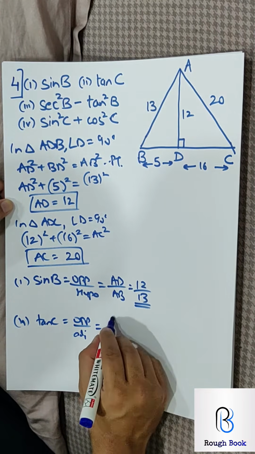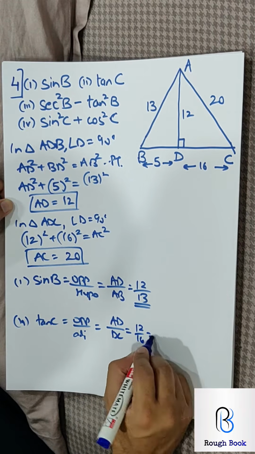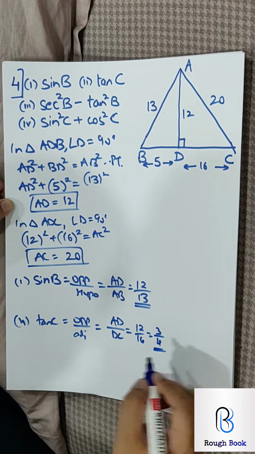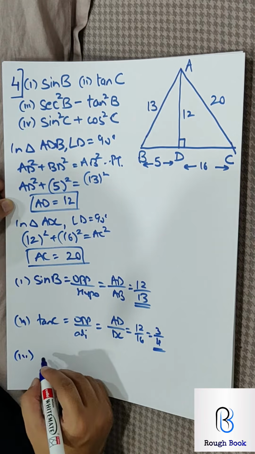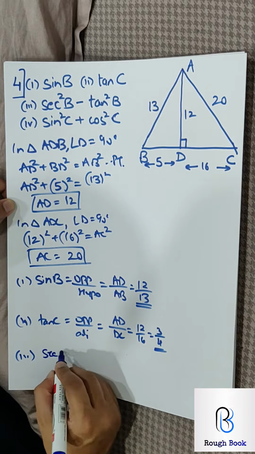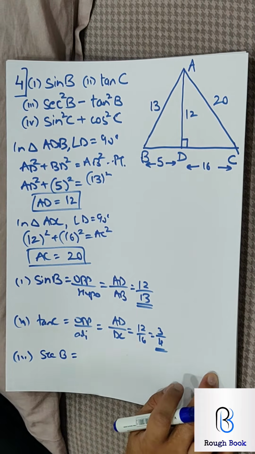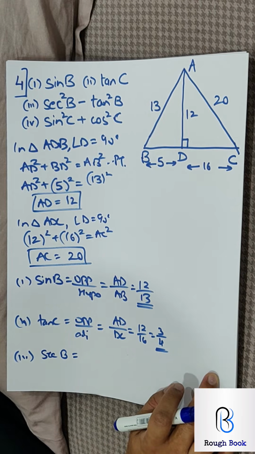C opposite is AD and adjacent DC. So 12 by 16, 3 by 4. Part 3, I need sec and tan B. Both are not there. So first let's find sec B. Then we'll find tan B. And then we will substitute to see if the answers are correct.